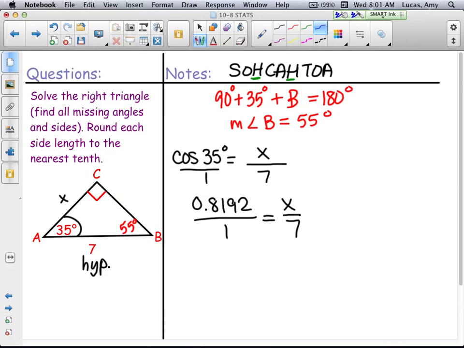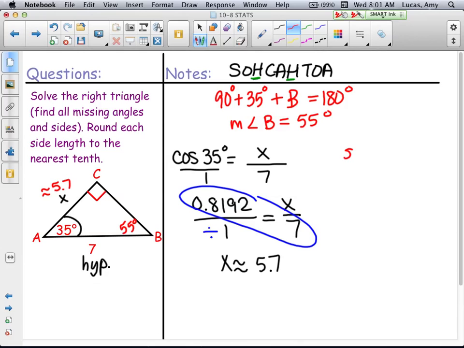and I can cross multiply and divide to figure out the length of x. So 0.8192 times 7, and if I divide it by 1, I get 5.7. So this side over here is about 5.7. Now I can do the Pythagorean theorem. 5.7 squared plus b squared equals 7 squared. Remember, 7 is my hypotenuse.